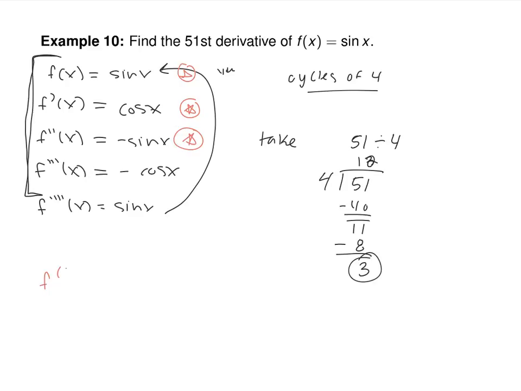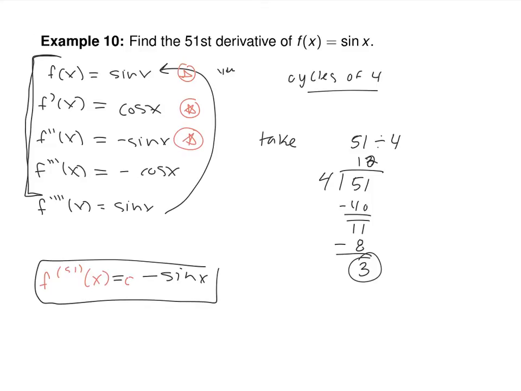So the 51st derivative is equal to negative sine. If this had come out to be 2, what category would you have been in?